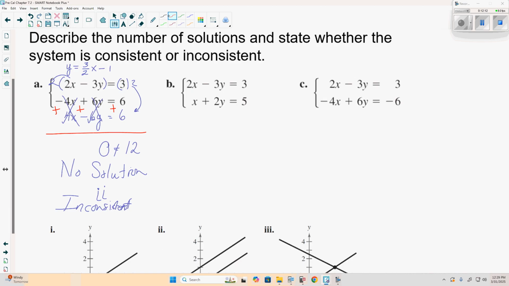B. 2x minus 3y equals 3, x plus 2y equals 5. It is possible to eliminate y first, but I'd stick with x because we have 1x and 2x. It's going to be easier to multiply the bottom equation by 2 to get them to be the same. 2 times x is 2x. 2 times 2y is plus 4y, and 2 times 5 is 10.